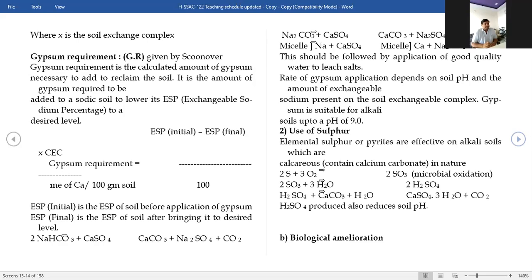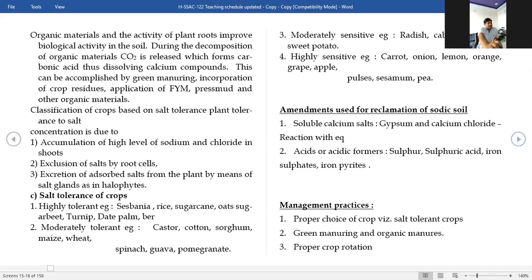What is the use of sulfur? Elemental sulfur or iron pyrite is added to reclaim sodic soil. And what is the biological method of reclamation of alkali soil? Organic matter decomposers like Trichoderma viride are used for decomposition, which releases certain organic acids and lowers the pH of sodic soil. In combination, we use bioinoculants such as Trichoderma viride and Trichoderma spirale, and also Thiobacillus thiooxidans and Thiobacillus ferrooxidans to convert sodic soil back to normal soil.